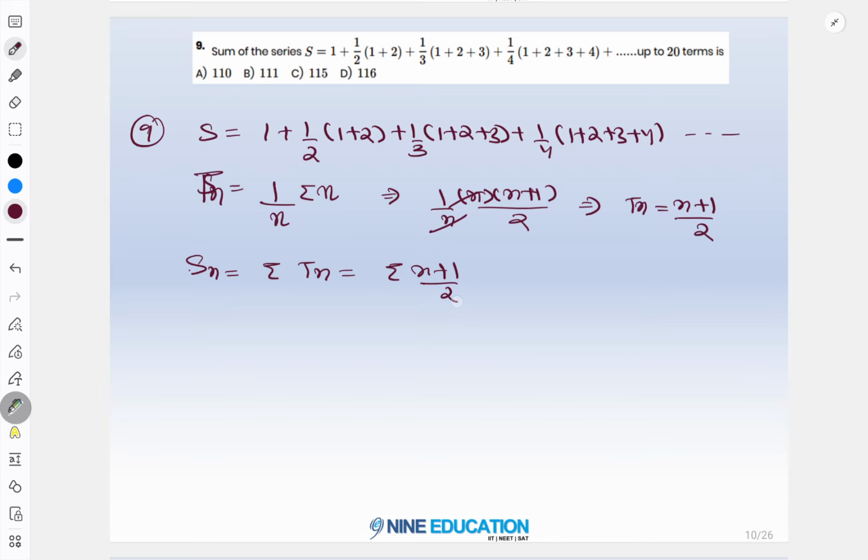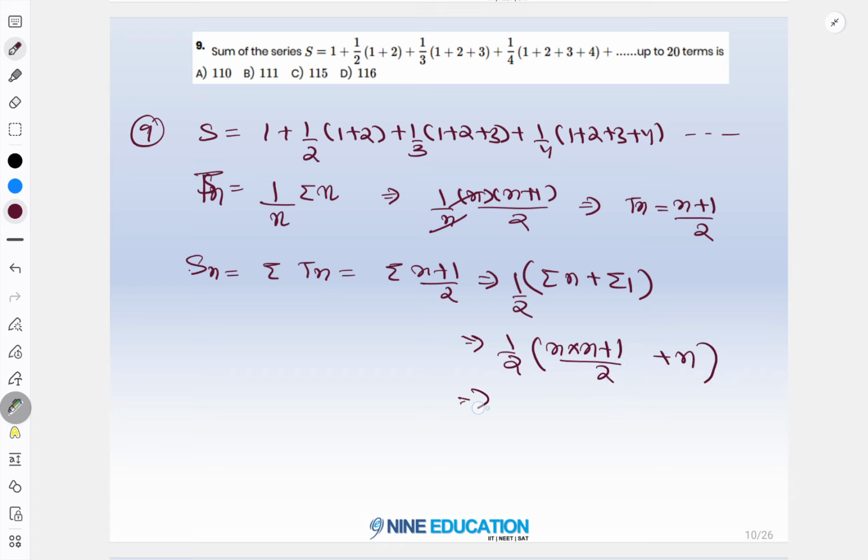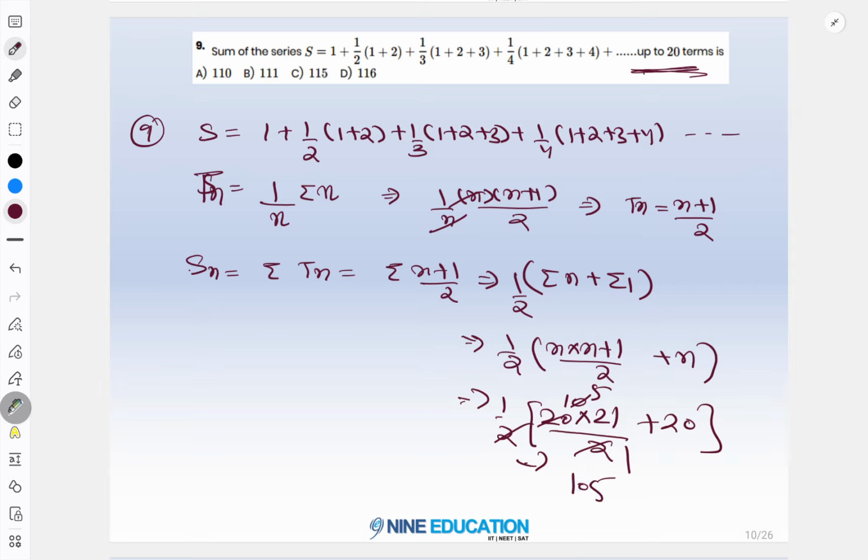And Sn is nothing but summation of Tn, which is summation of (n plus 1) by 2, which is summation of n by 2 plus summation of 1 by 2, which is half of n into (n plus 1) by 2 plus n by 2. You need to calculate till 20 terms. So this will be half of 20 into 21 by 2 plus 20 by 2. 2 tens are 20, this is 105. 105 plus 10 makes it 115. Option C is correct again.